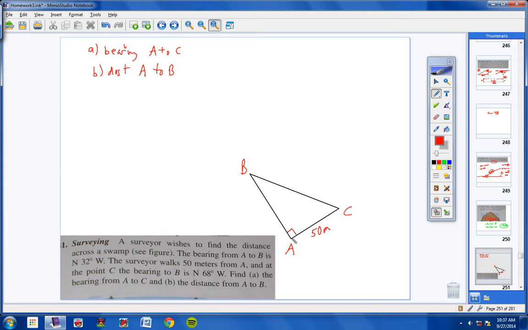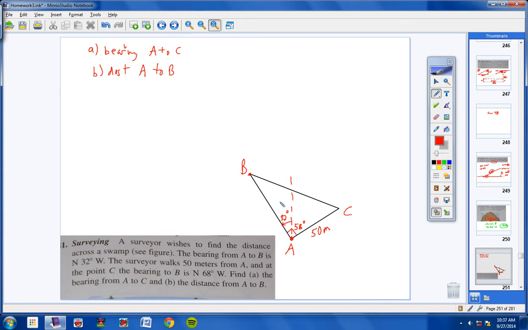So here's A to B is north, so I'm going to go ahead and draw a north line right here. Here's my north line right here. I'll make it dotted. Here's my north line, okay? 32 degrees west, so I rotate from here to here, and that's 32 degrees. So to make this a little easier to understand, I'm going to go ahead and label this right here 58 degrees, okay, because the whole angle has to be 90, and 32 plus 58 is 90, okay?